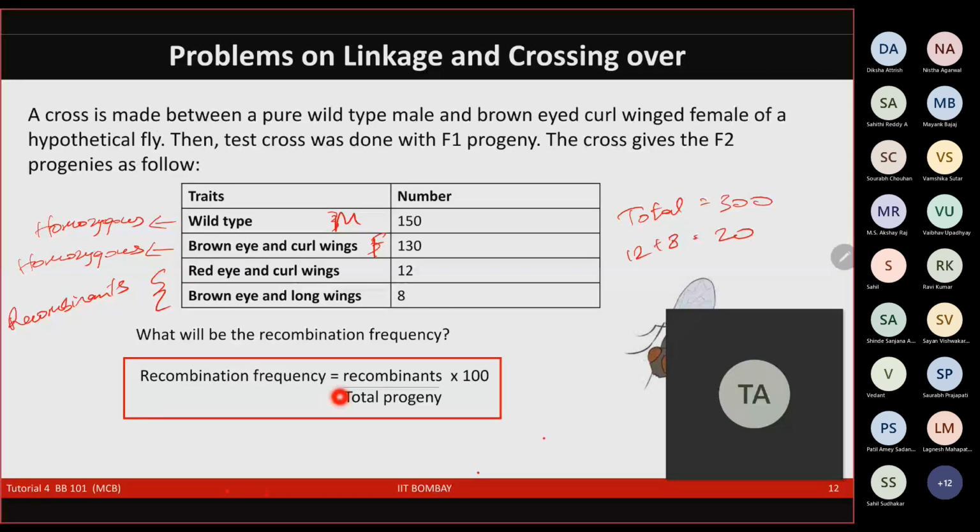So recombinant frequency is your number of recombinants by total progeny into 100, which is 20 by 300 into 100. This is your recombination frequency. Okay, so is everybody clear on this sum?